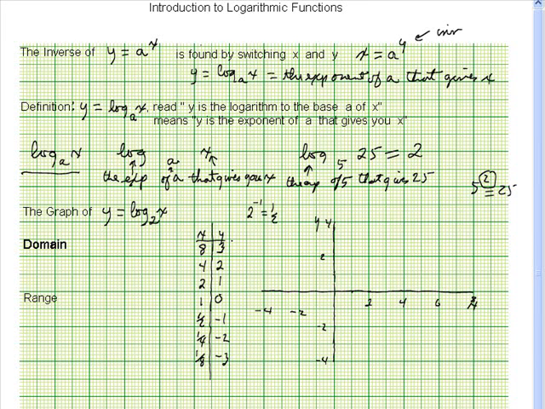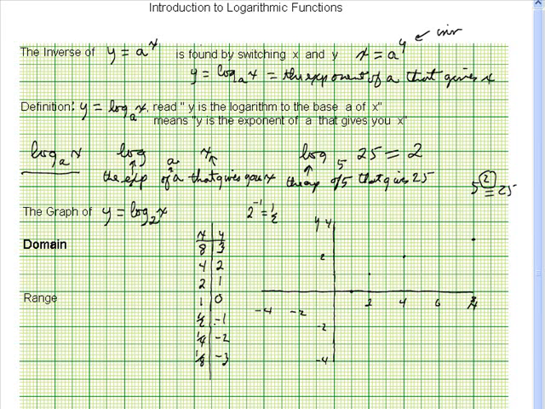Now let's plot it. When x is 8, y is 3. So come out here to 8 and go up to y is 3. When x is 4, y is 2. When x is 2, y is 1. When x is 1, y is 0.